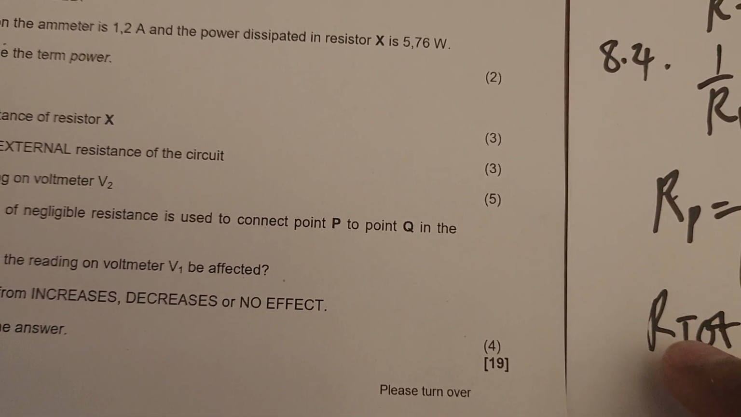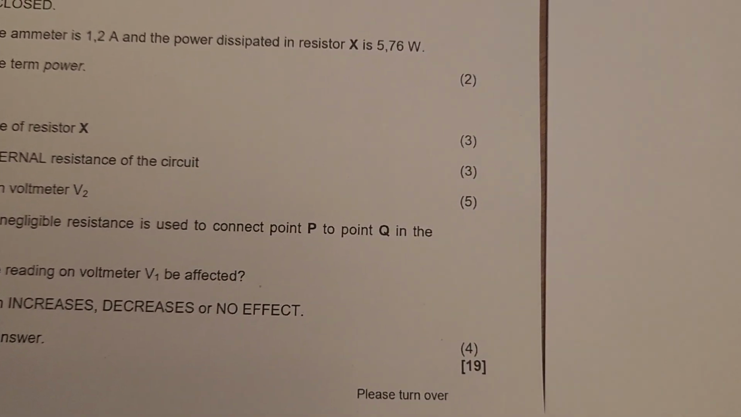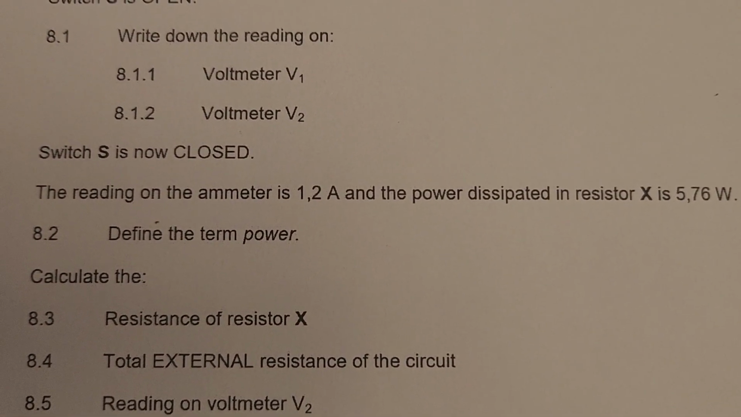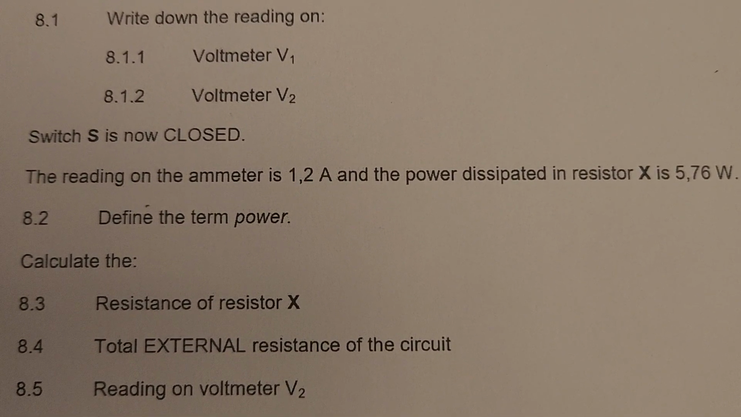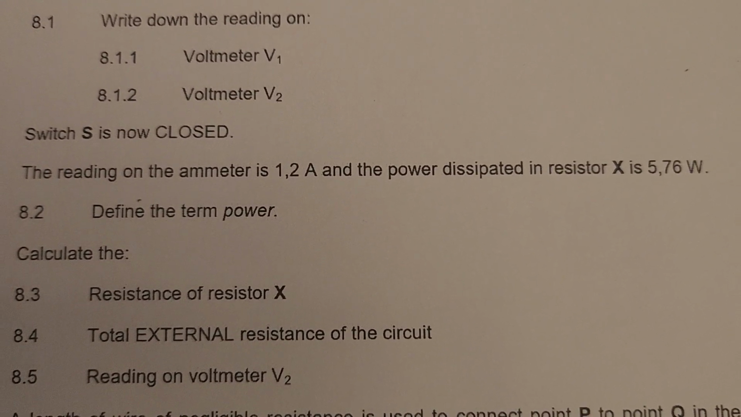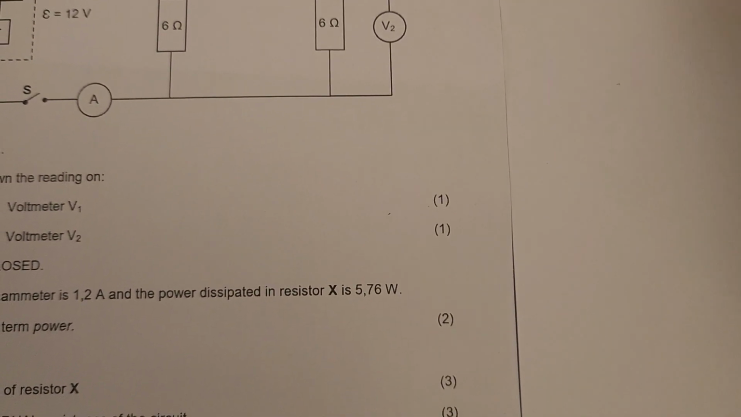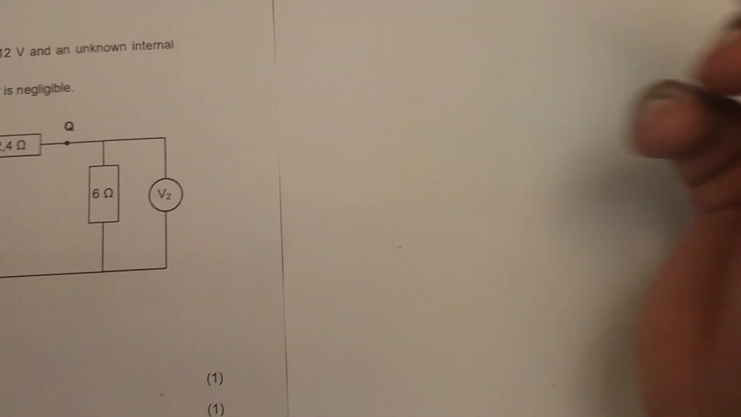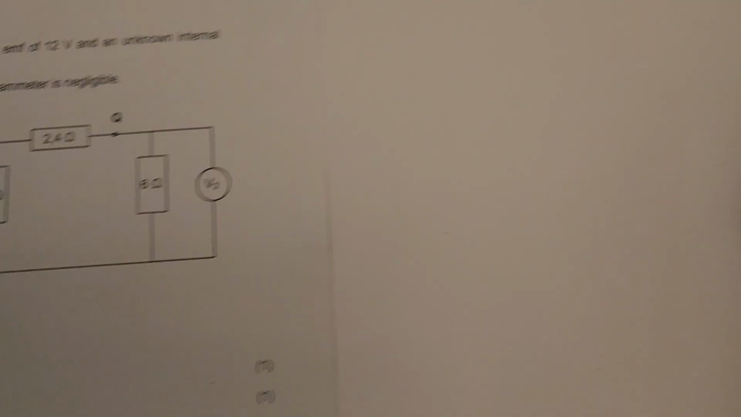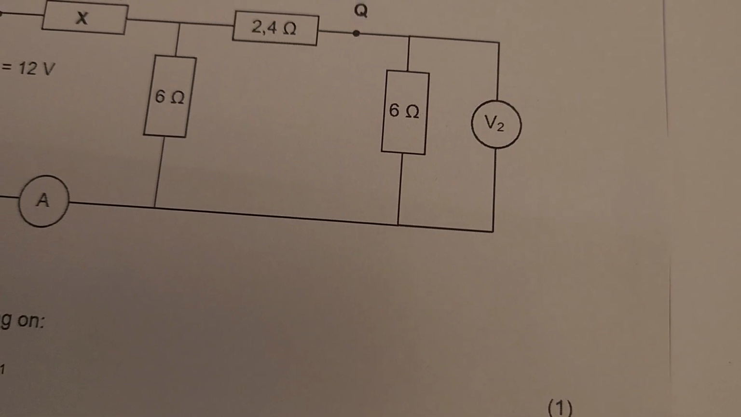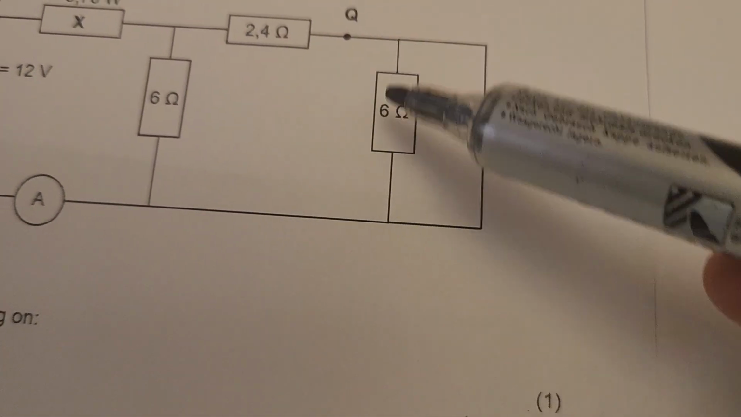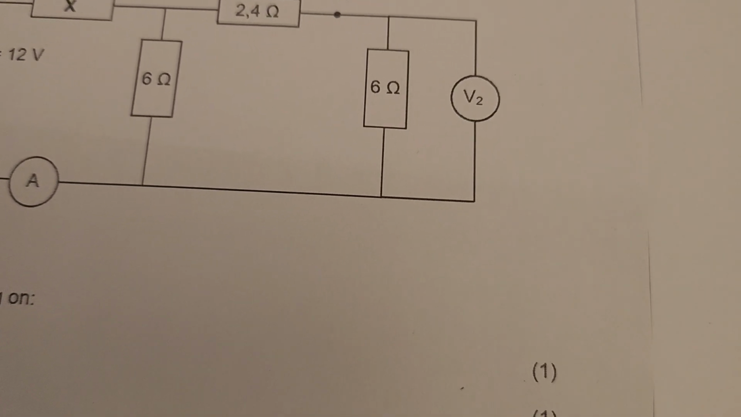We go to 8.5. They're saying calculate the reading on the voltmeter V2. Find the reading on voltmeter V2. So we are using our knowledge of this one, already some values are determined there. We are in 8.5. The reading on V2, you can see V2 is across the 6 ohm resistor. We must calculate the current flowing through this 2.4 and 6 ohm. How do you do that?